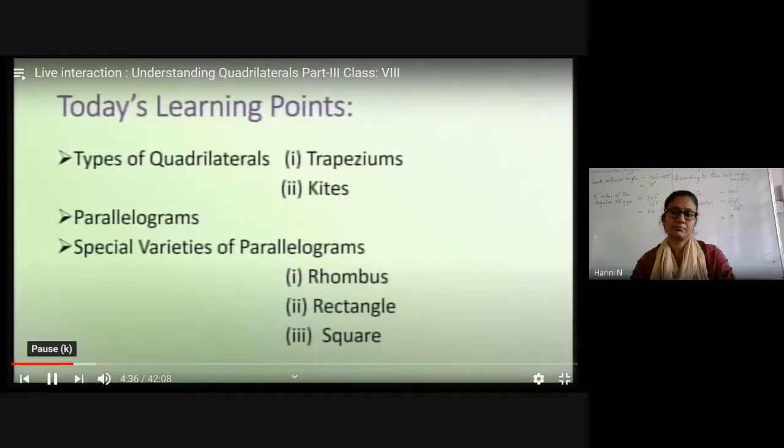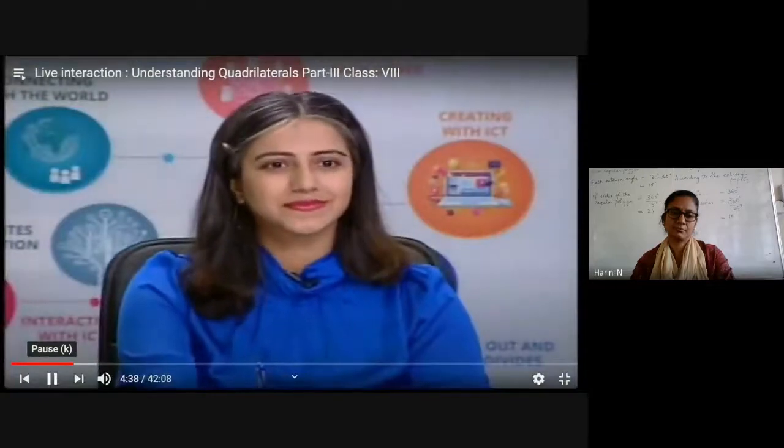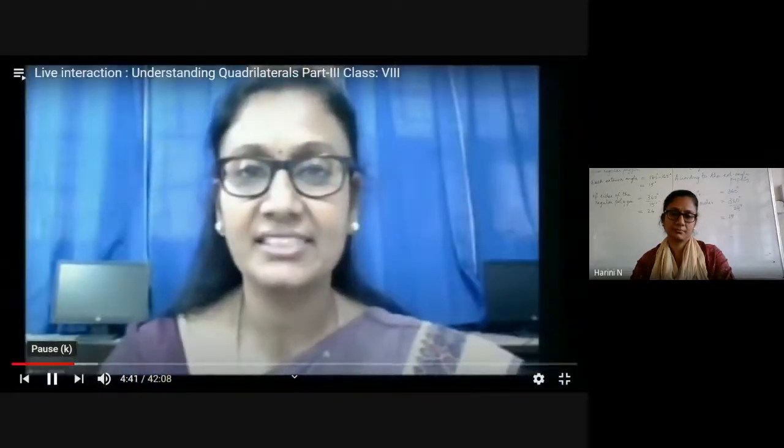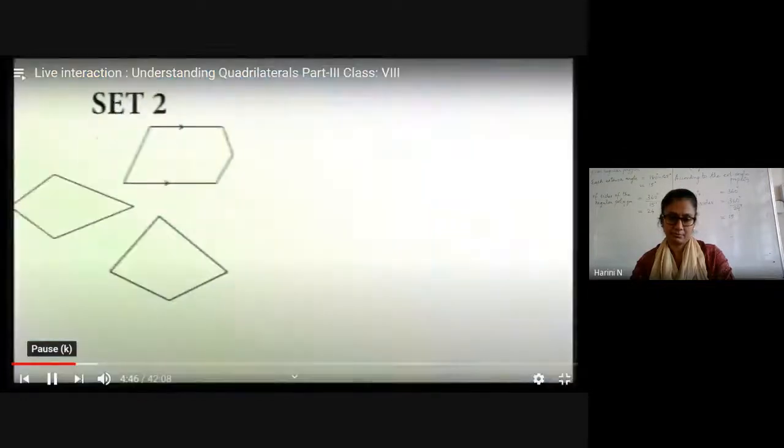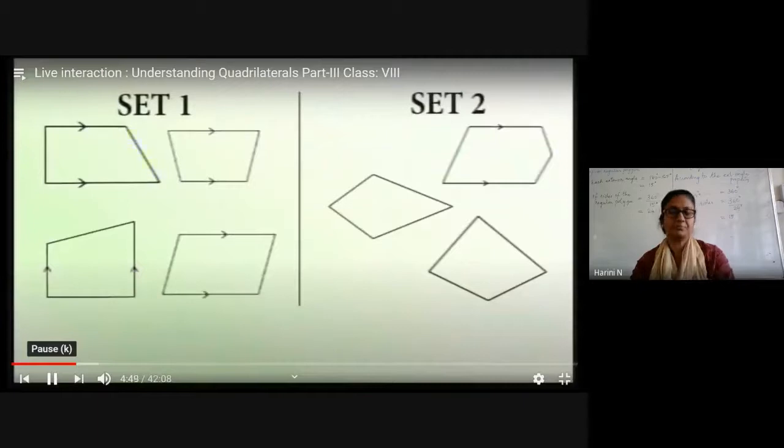Shall we begin, ma'am? Yes. So I start with the trapeziums, which is a major variety of the quadrilaterals. Now on your screens, you have two sets of polygons separated and shown. Observe them carefully and try to see if there is any difference between the polygons in set 1 and those in set 2. You can observe that for 30 seconds, then I'll get back to you.